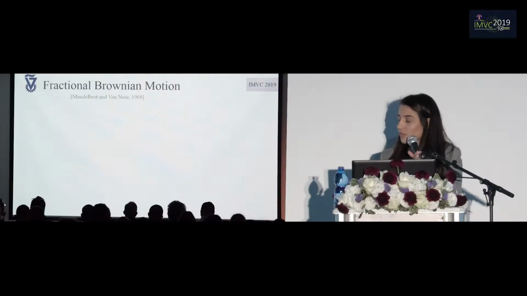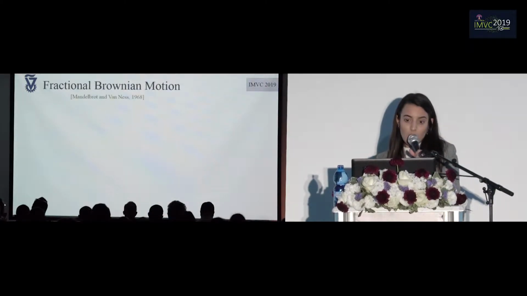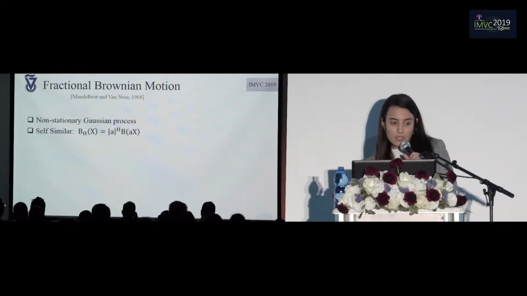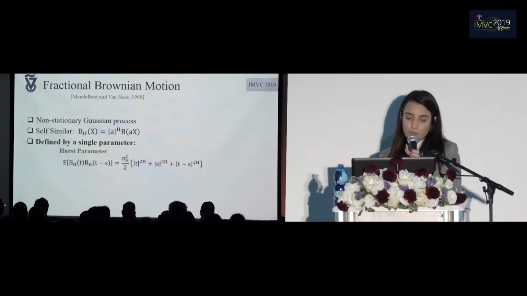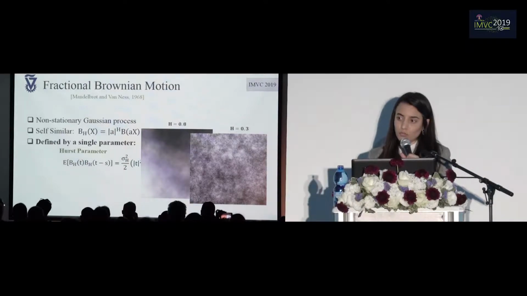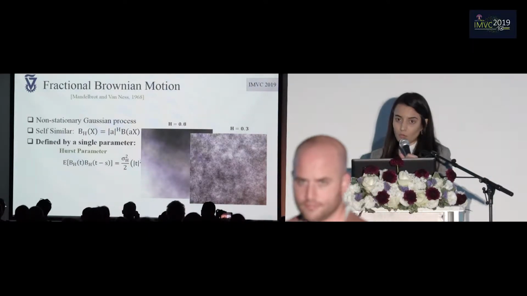It has been shown that the fractional Brownian motion, which was first introduced by Mandelbrot, is a suitable model for this subset of images, where it is firstly a Gaussian process, and then it is also self-similar in a statistical sense. So this process is well defined by a single parameter called the Hurst parameter, which controls the roughness of the motion.